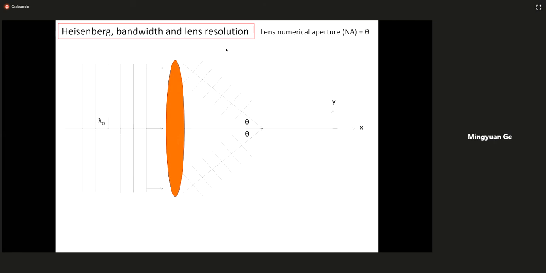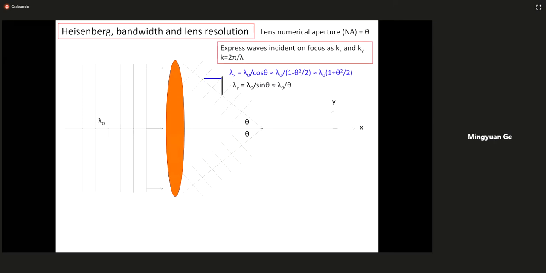For this zone plate, the first question that comes to my mind is what's the resolution? Why can we get a high resolution with this zone plate? When the beam passes through the zone plate, it will deflect at the angle theta. And the K vector has two components. One component is parallel to the propagation, which is in the X direction. Another component is in the Y direction. It tells how much we bent the ray.